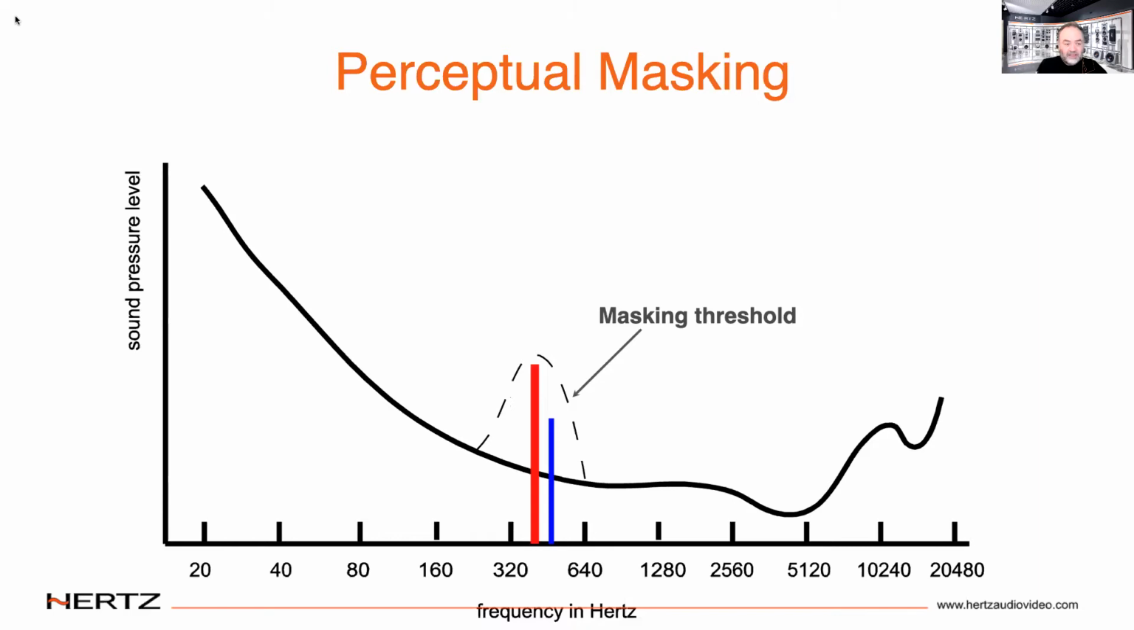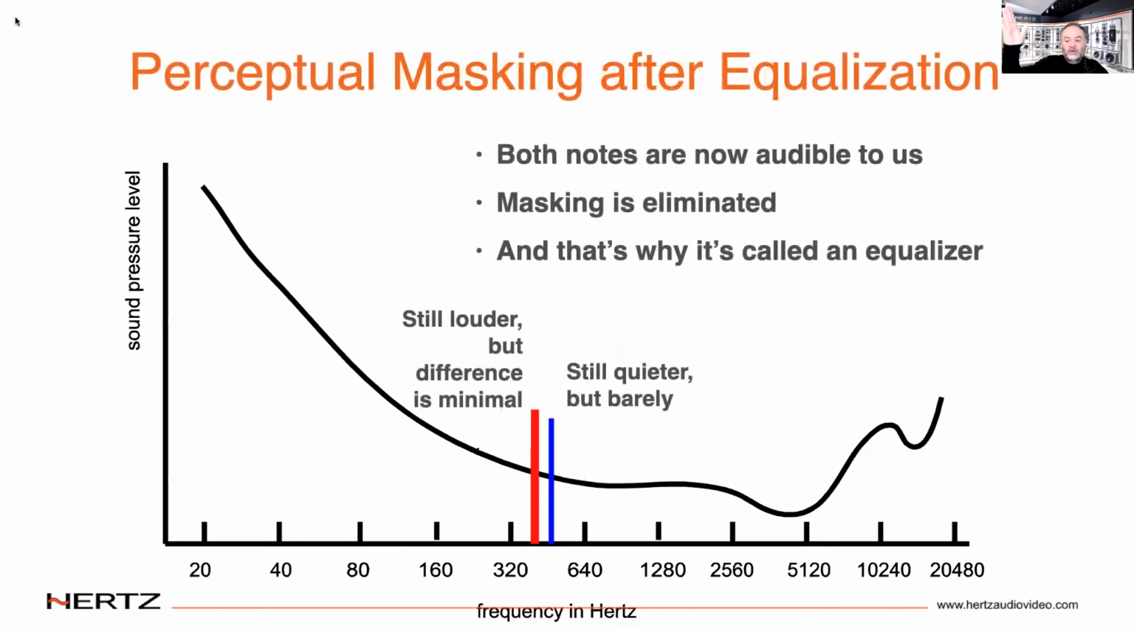So if we equalize the louder one down, so it's closer to matching the quieter one, it does not have to be perfect. And this was something I didn't understand about equalization when I was younger. It just has to be close. If it's close, we can hear both of them. And that's the benefit of using equalization on a sound system. We will hear more of the music. By the way, this is also the reason they call it an equalizer, because we're making things closer to equal.